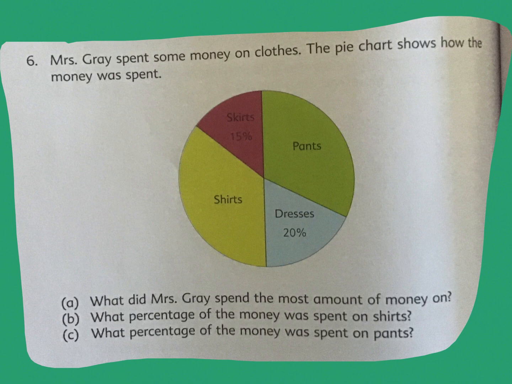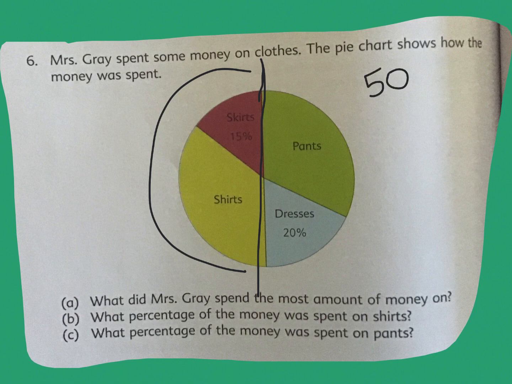All right, let's look at number 6. Mrs. Gray spent some money on clothes. The pie chart shows how the money was spent. Now, here's a trick. I can tell that this is half. So if this is half, and I know that skirts is 15%, half is going to be 50%. If I take 15 away, I need to borrow because I can't take 5 away from 0. Now I can. 10 minus 5 is 5. 4 minus 1 is 3. Shirts is going to be 35%.